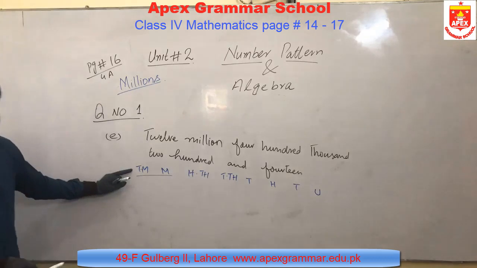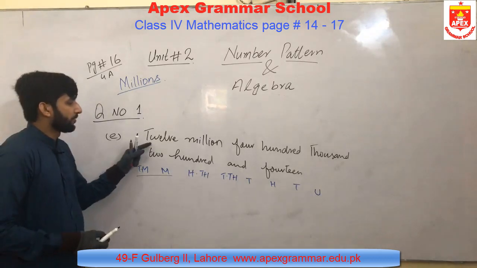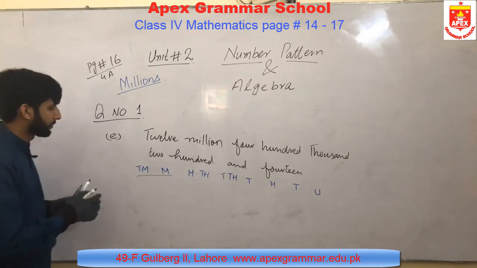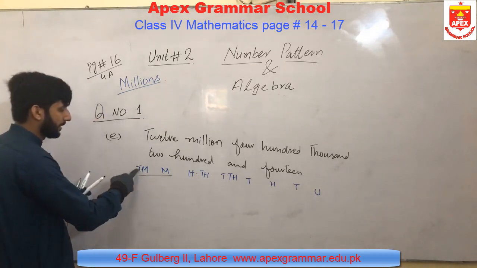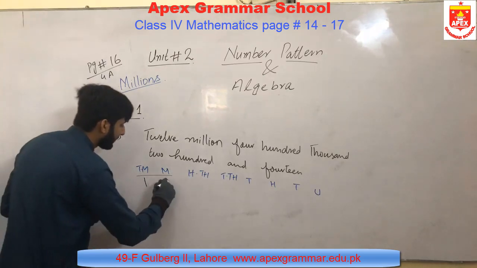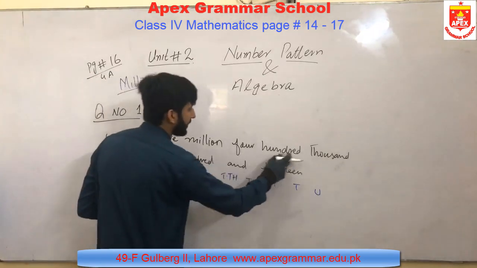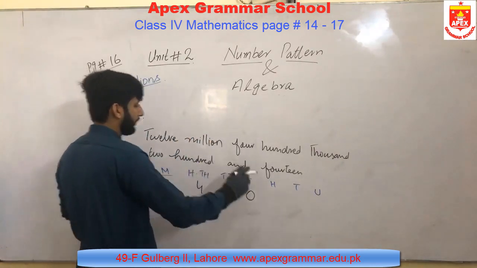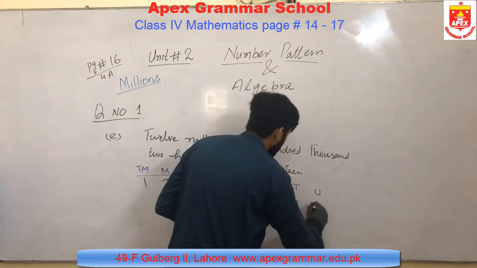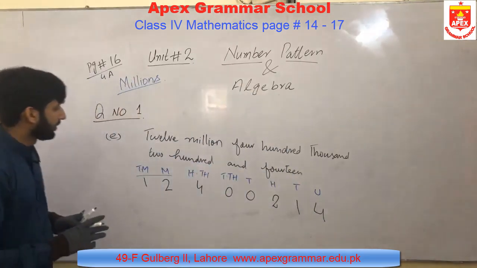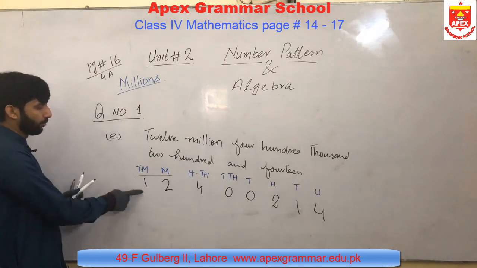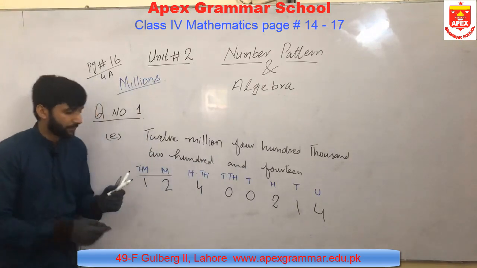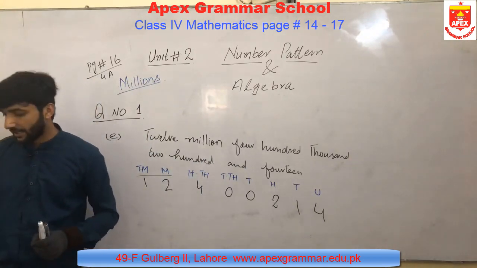Why do I write 10 million? Because 12 consists of 2 digits and a 2-digit number comes after 10. So this is first and this is second. So 12,400,000 and 214 last. So the required number of the given statement is 12,400,214. This is how to write down the large number for the given statement.